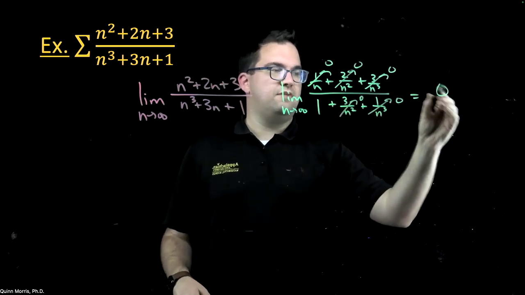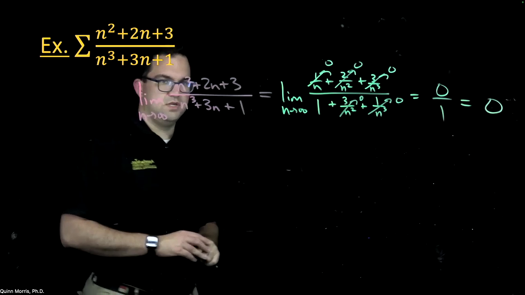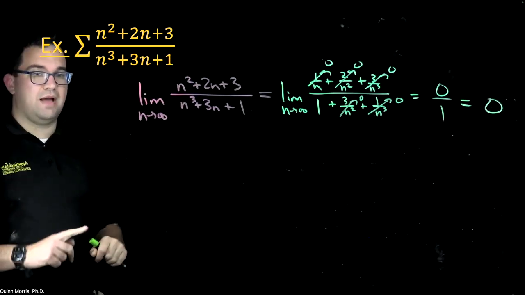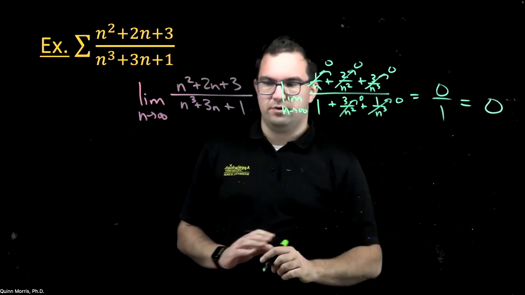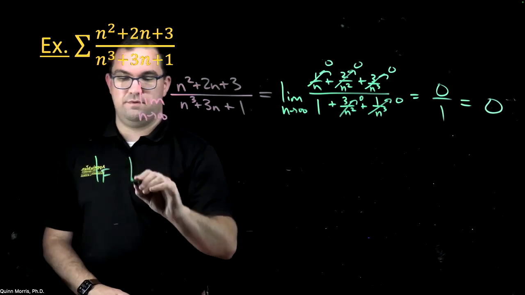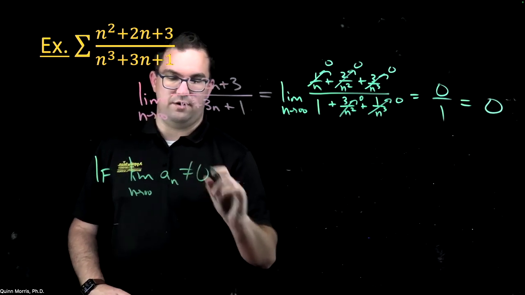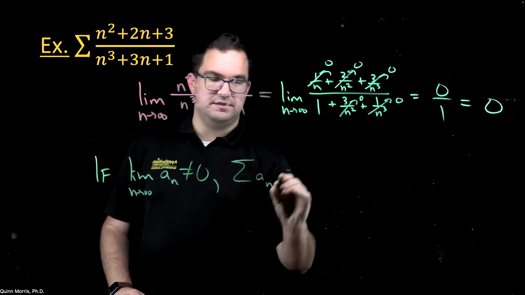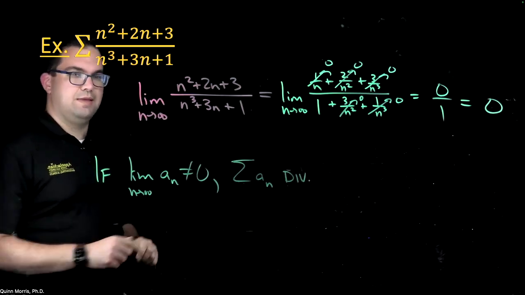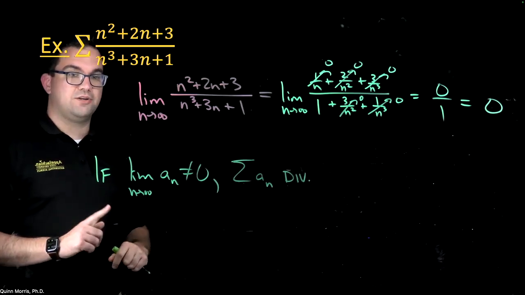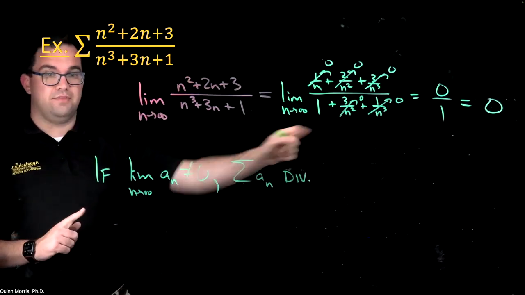Okay. And so what I'm left with in the limit is 0 over 1, which is 0. So in this case, I see that the limit of my terms is 0. So what does the theorem tell me? Well, remember, the theorem said if the limit as n goes to infinity of a_n is not 0, then this series diverges. Okay. But it didn't say anything about what happened if the limit was 0. And in fact, you cannot conclude anything via the test for divergence about this series.